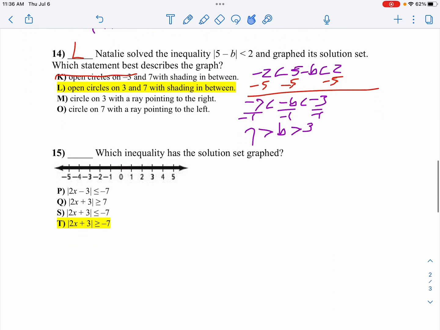And question 15, notice the entire inequality is graphed. And letter P would be no solution, because you can't be less than a negative. So it's definitely not P. Q would be greater than 7, but that means I'd have part of it that would not be. So it's not Q, and it's definitely not S, so it has to be T. Greater than a negative means every single answer would be a correct answer, because we know absolute value has to be positive, and the positive number is bigger than negative 7.